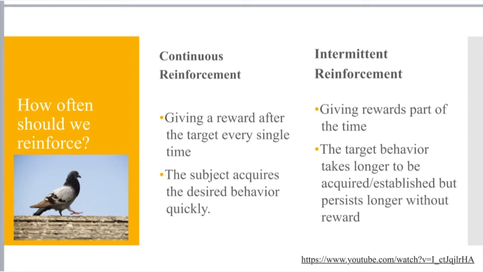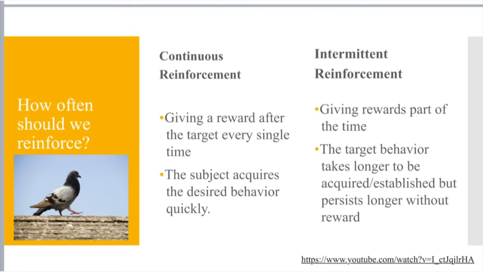On the flip side, intermittent reinforcement means that you're giving the reward part of the time. Right? The target behavior takes longer to be acquired or established, but persists longer without reward. For example, those rats in the Skinner box, if they're getting food every single time they hit the bar and then all of a sudden they stop getting food, they're pretty quick to stop hitting the bar, right? So with continuous reinforcement, they can acquire the behavior quicker, but it doesn't last as long.